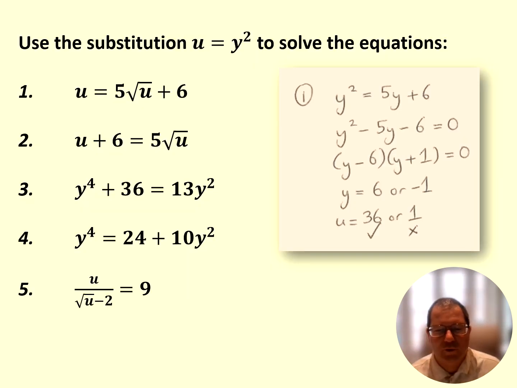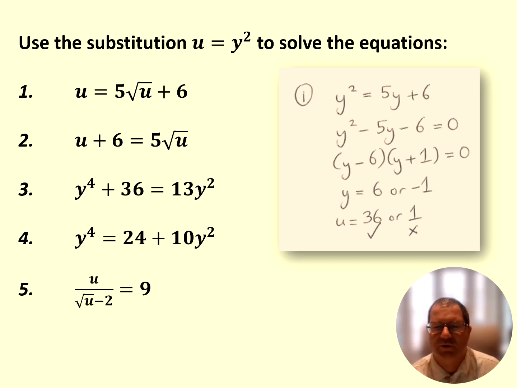Here are 5 more equations to solve by substitution, and I will do the first one with you and leave you the other 4 to solve for yourselves. So in question number 1, we have u equals 5 root u plus 6. So very similar to the example with the root u in there. We've been asked to use the substitution u equals y squared. So the first term becomes y squared and 5 root u becomes 5y. So y squared equals 5y plus 6.